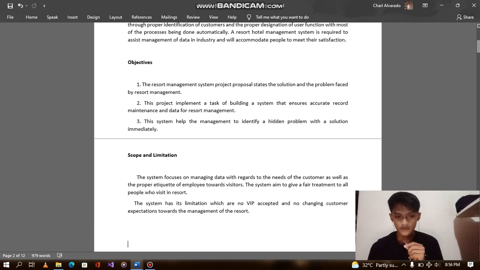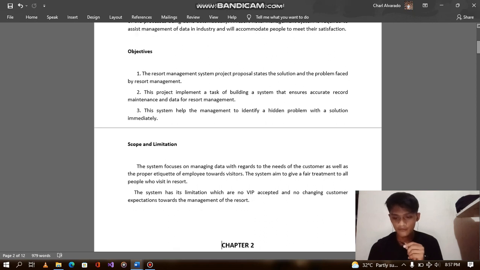Objectives. Number one, the resort management system project proposal states the solution and the problem faced by resort management. Number two, this project implements a task of building a system that ensures accurate record maintenance and data for resort management. Number three, this system helps the management to identify a hidden problem with a solution immediately.